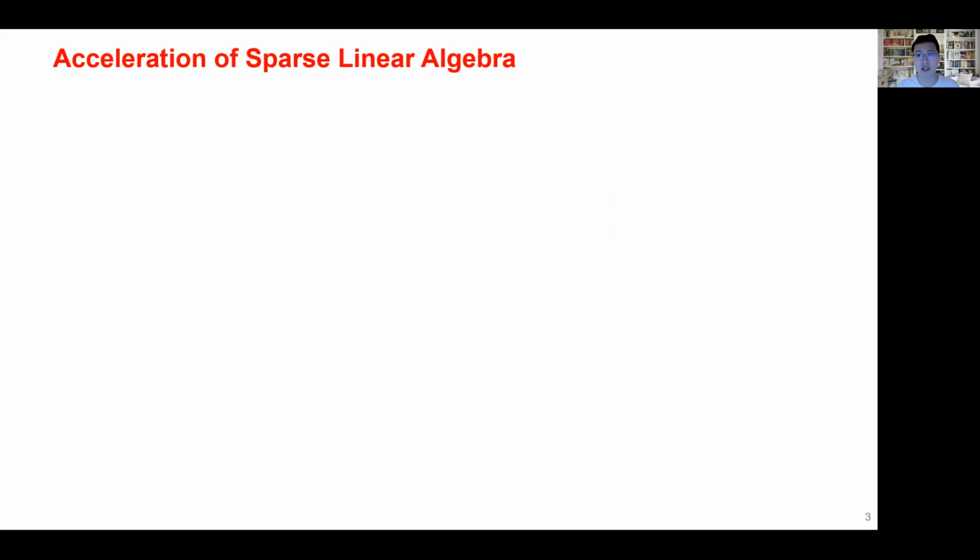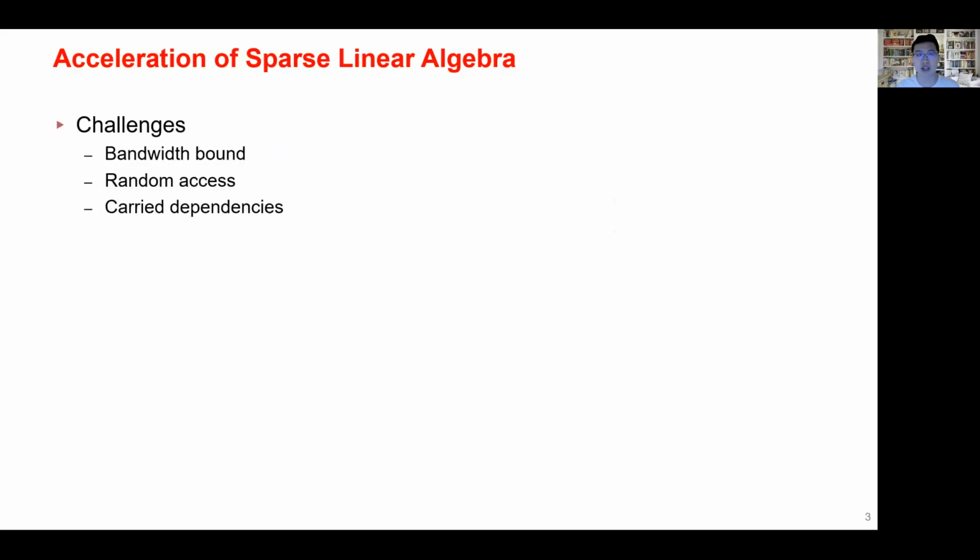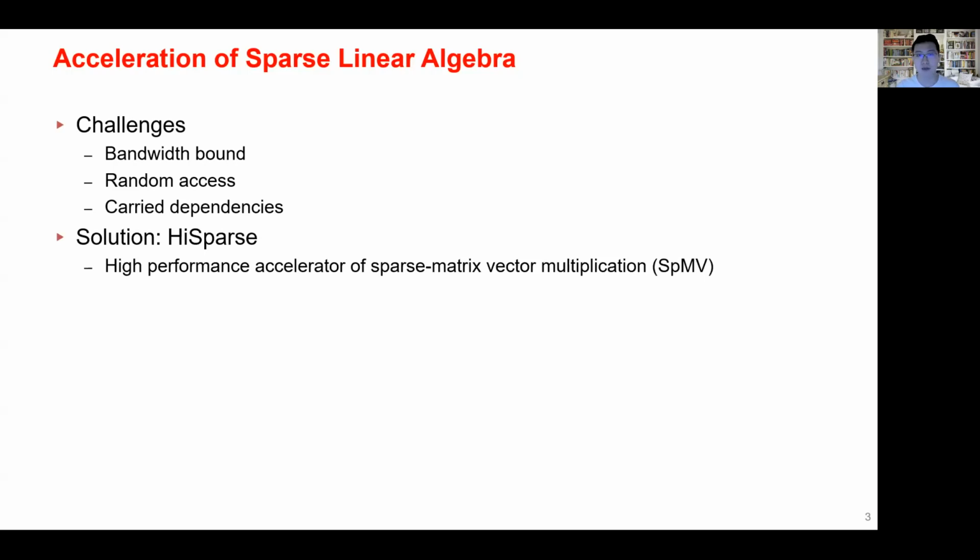Based on these characteristics, we summarize the challenges to the acceleration of sparse linear algebra into 3 aspects. First is the bandwidth bound problem. The second is how we handle the random access. And the final one is that we need to take care of the carry dependencies. So we propose HiSparse as our solution to these challenges.